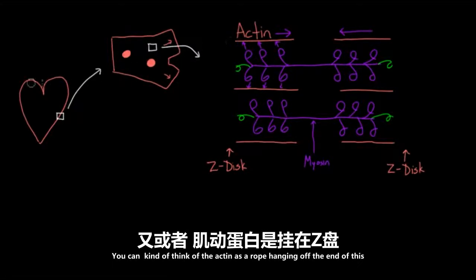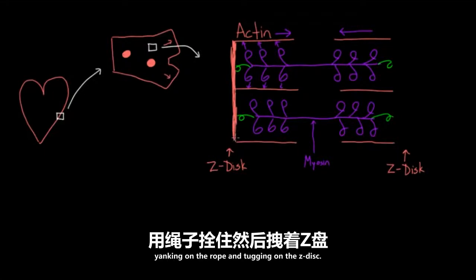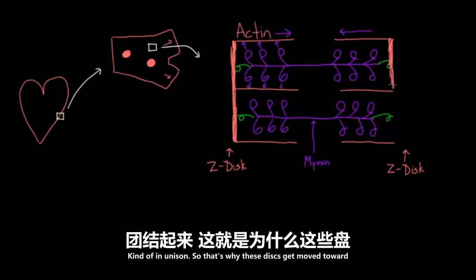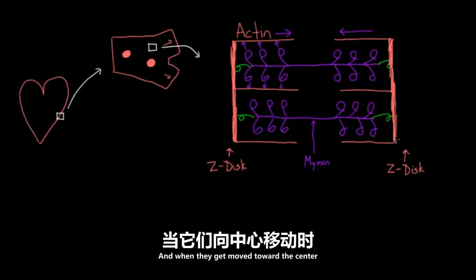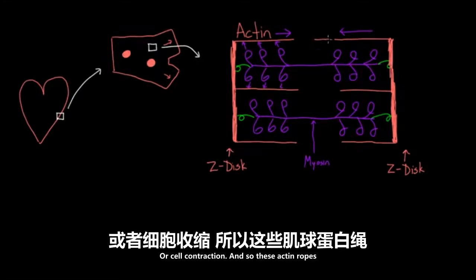And you can think of the actin as like a rope hanging off of this Z-disc. And the myosin is literally hands-on, grabbing the rope and yanking on the disc. And in fact, lots and lots of myosin heads are doing it all at once, in unison. So that's why these discs get moved towards the center. And when they get moved towards the center, we literally call that contraction of the cell, or cell contraction.